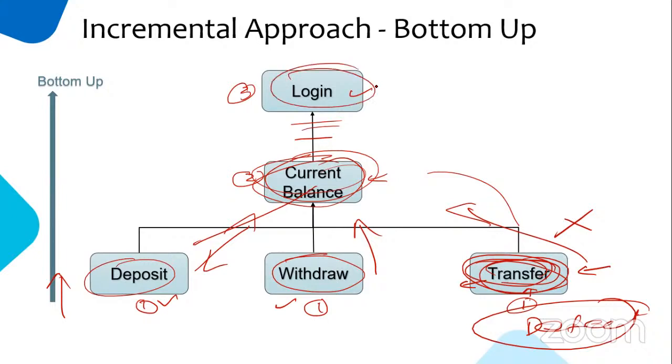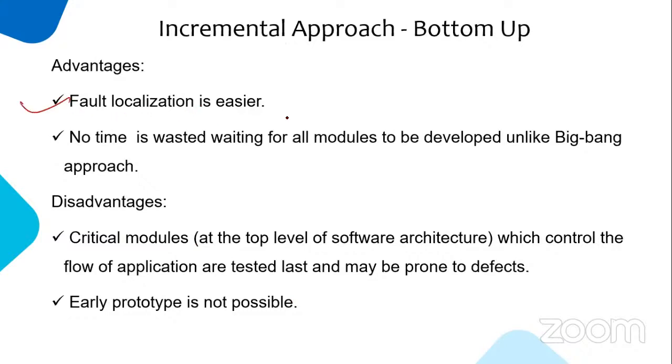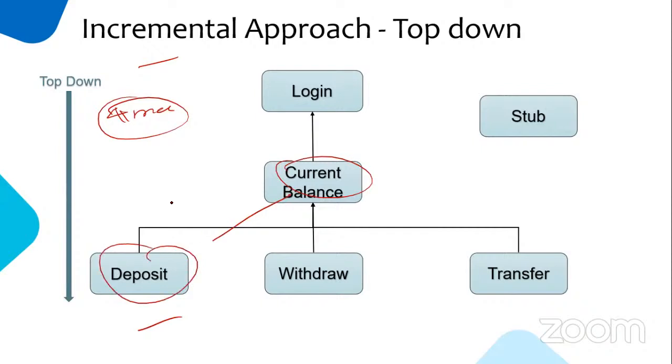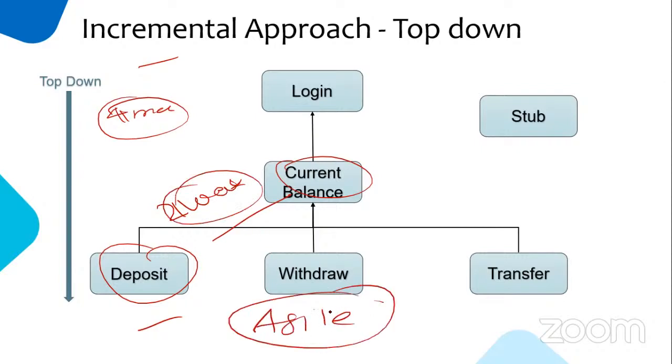So what is the advantage of that? Fault localization is easier, and there is no time wasted waiting for all the modules to be developed, like Big Bang. For example, if you want to complete this entire application, it may take like 4 months. But these two, current balance and deposit, will be completed in just 2 weeks possibly. So this is the reason why Agile started booming. Every company is moving towards Agile, DevOps, because of this reason only.